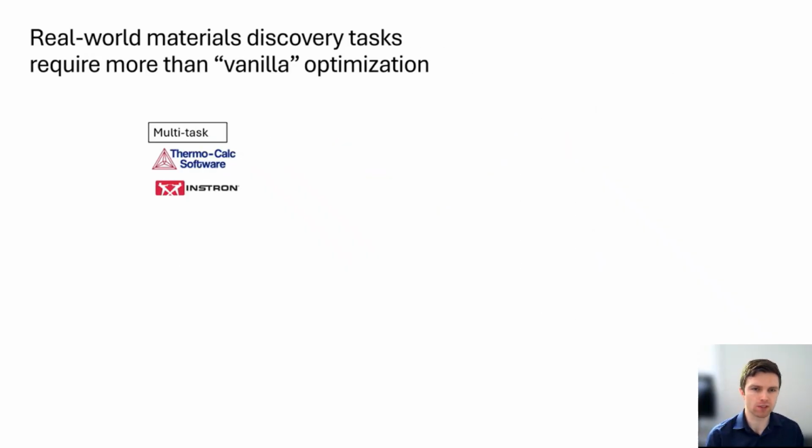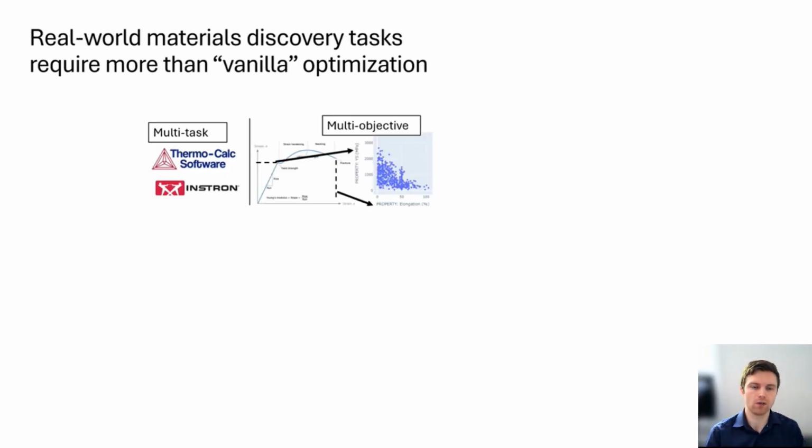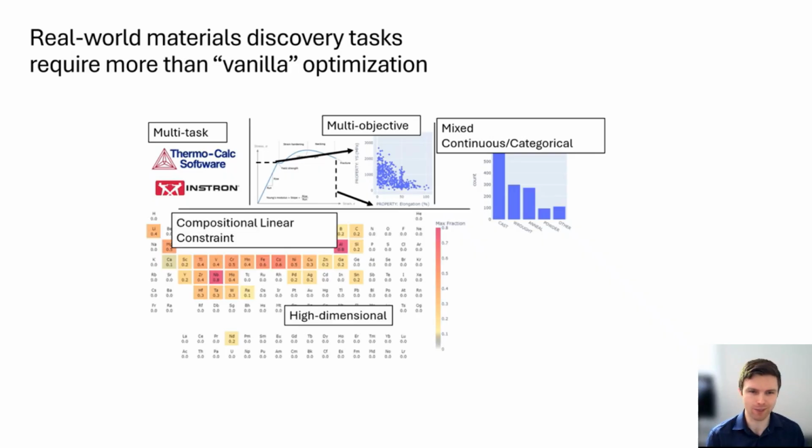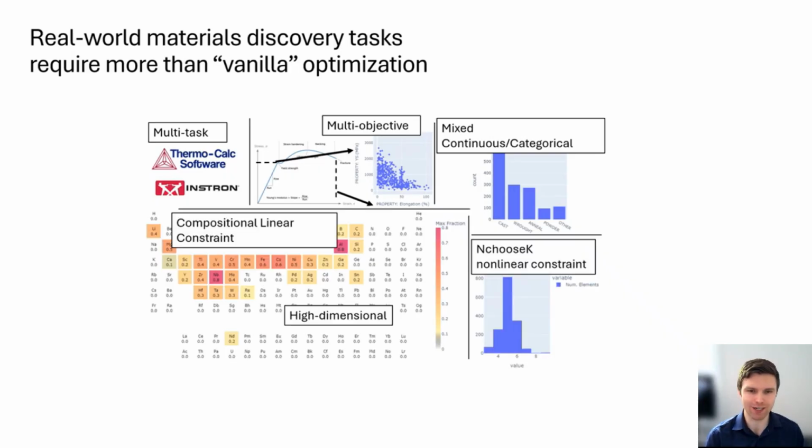Now, real-world materials discovery tasks require more than just vanilla optimization. We have simulations and experiments that we're trying to unify. We have many performance properties that we're interested in and that have trade-offs with each other. There's usually a mix of continuous and categorical variable types. These are high-dimensional spaces. There are some unique constraints, like the fact that an alloy wouldn't have more than 6, 7, maybe 8 unique elements in it from a thermodynamic standpoint.